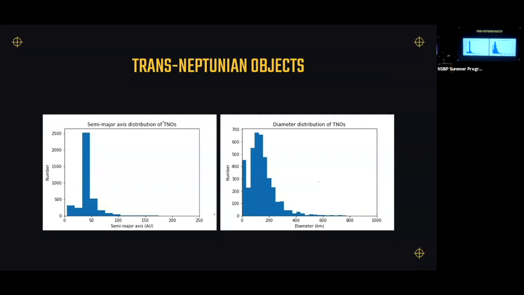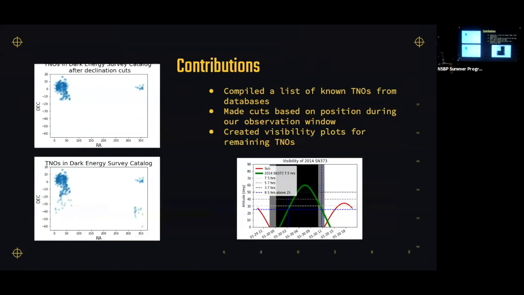Here we have two graphs showing a distribution of their orbital size, the semi-major axis, on the left, as well as their average diameter, on the right. So, some contributions that I made to this research. Initially, the TNOs that I was looking at were going to be used for calibrations in our Planet 9 discovery, hopefully. But we decided to make them two separate proposals and save the TNO one for the future.